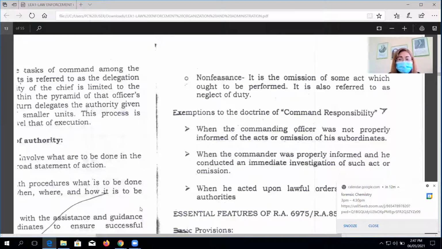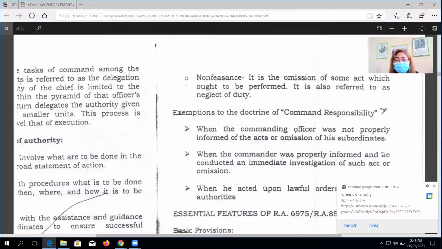Nonfeasance. You were asked by the civilian for assistance because he was being threatened by bystanders, and you did not respond. So that is an example of nonfeasance. As mentioned earlier, if you are the supervisor and you are the head, and there are malfeasance, nonfeasance, and misfeasance on the part of your subordinates, as the leader, you are responsible under the doctrine of command responsibility.